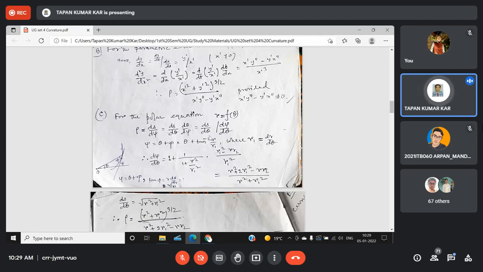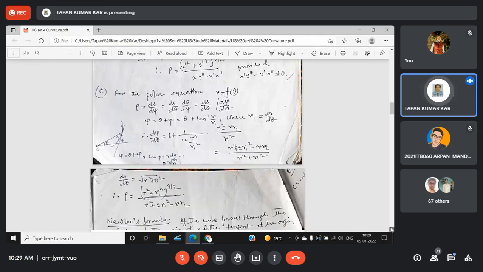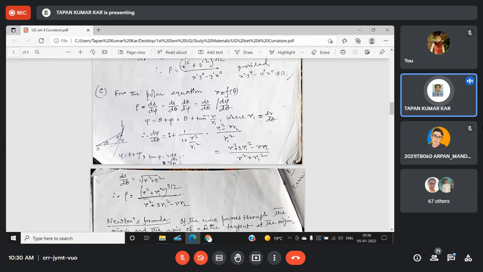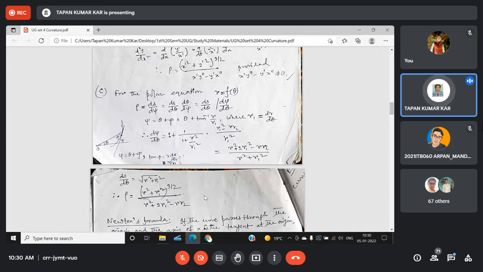Still you have to find ds/dtheta. What is ds/dtheta? ds/dtheta is root over of r square plus r1 square, from the arc length. So if you substitute in the formula rho equal to (ds/dtheta) by (dpsi/dtheta), then you will get this formula: (r square plus r1 square) whole to the power 3 by 2 by (r square plus 2r1 square minus r r2). So I would suggest that you at least remember the Cartesian form of the radius of curvature and the polar form of the radius of curvature.